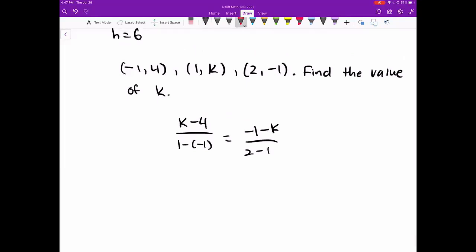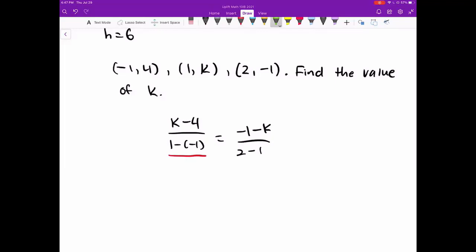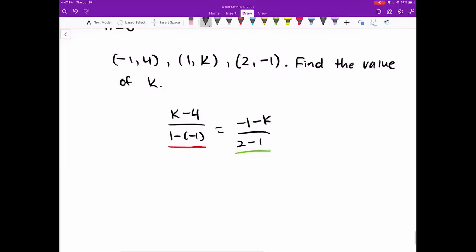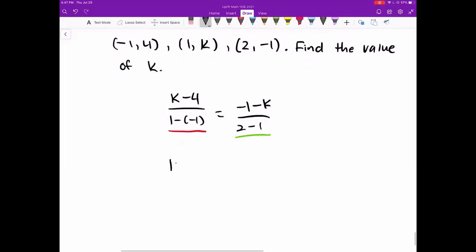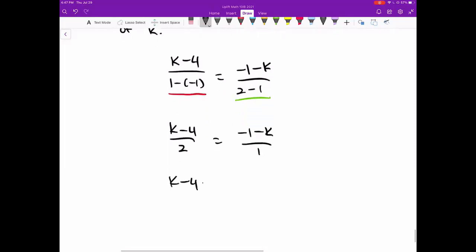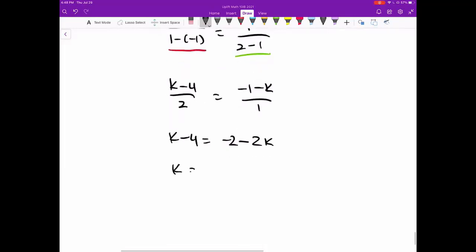So this right here is the slope of the first two points, and the slope here is the slope of the second and the third point. So k is 2/3. So yeah, good job.